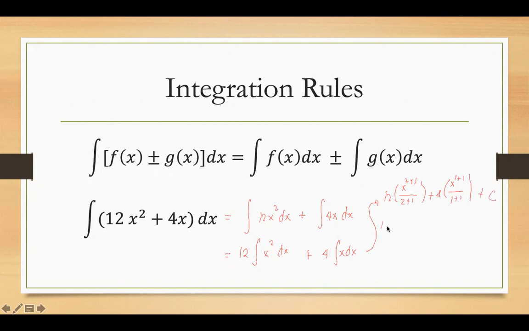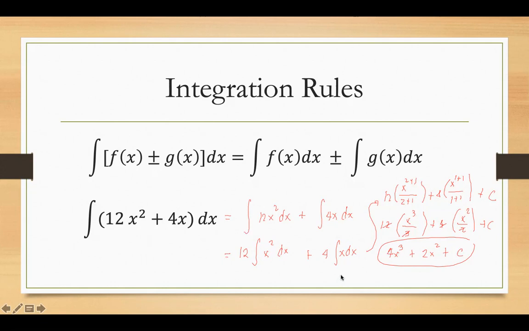If you solve this one, this will be 12 times x cubed over 2 plus 1, which is 3, plus 4 times x squared, since 1 plus 1 is 2, over 2, plus c. We can cancel some factors here. We can cancel 3 into 12, that will be 4x cubed. Plus, we can cancel 2 into 4, what's left is 2x squared. And again, do not forget c. And this is the integral of 12x squared plus 4x dx. So that's how you write it, as easy as that.